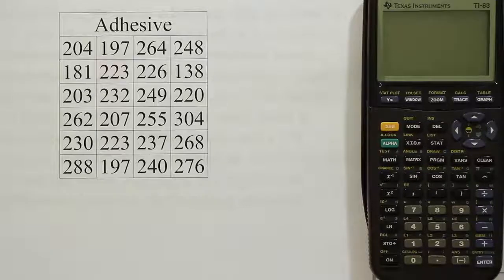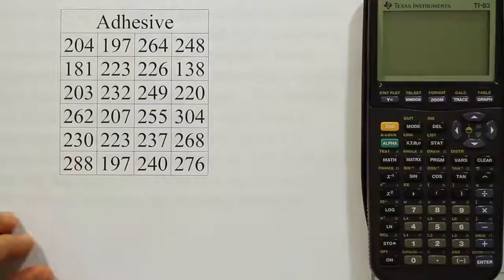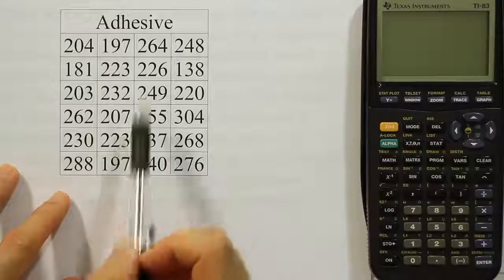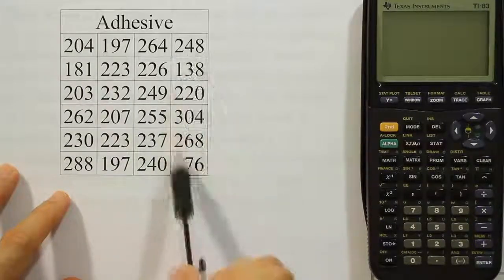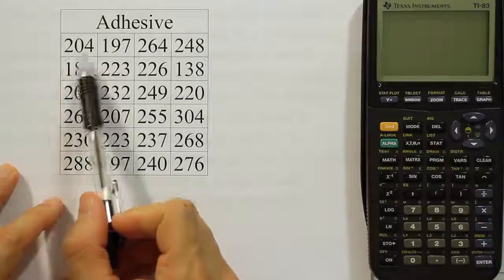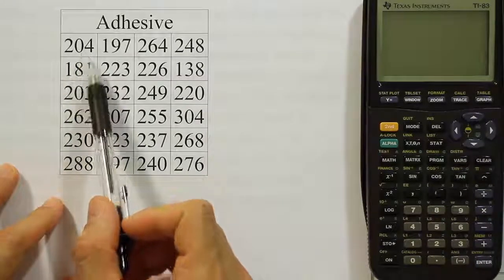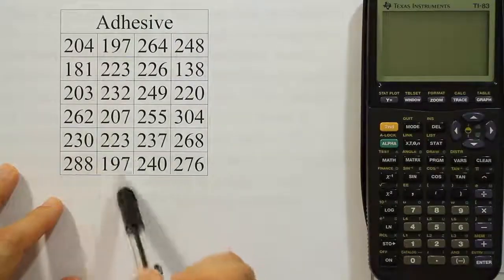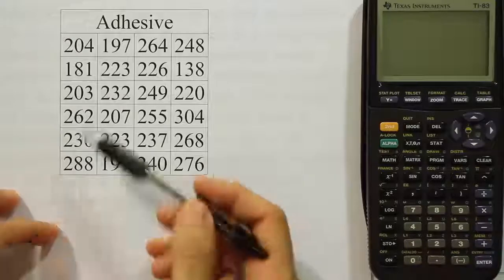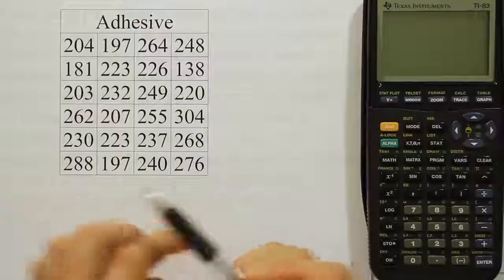All right, so there's the data, and if you look at it carefully here, it's basically columns. So this would be like the bonding material 1, bonding material 2, bonding material 3, and then 4. And these are essentially the strengths of the bond. It's the amount of force the machine needed to pry the porcelain from the teeth, after they adhered it with the different adhesives. All right, so what you want to do in your calculator is to enter all this data into lists. So that's our first step.